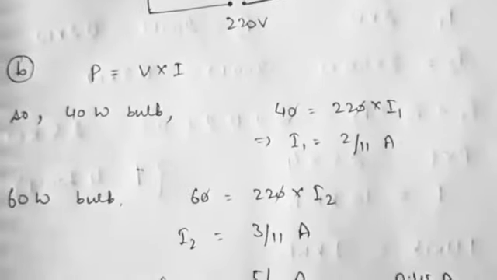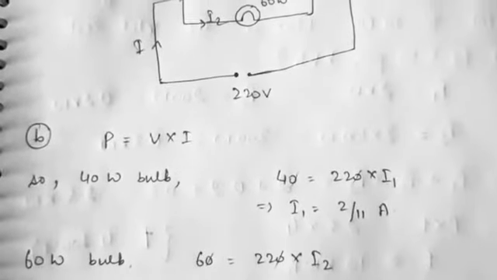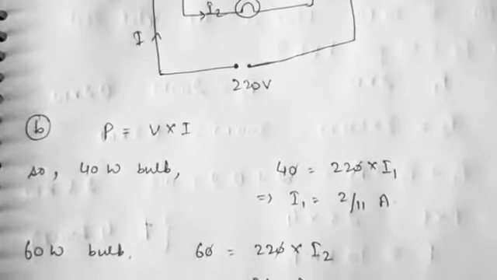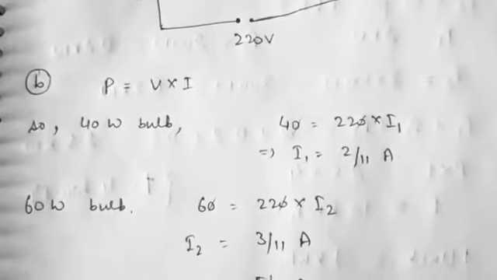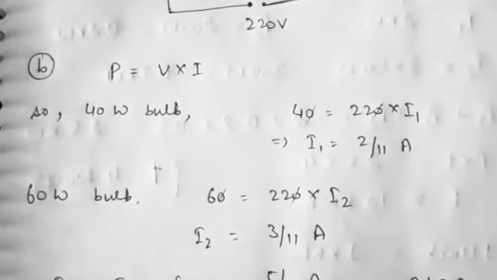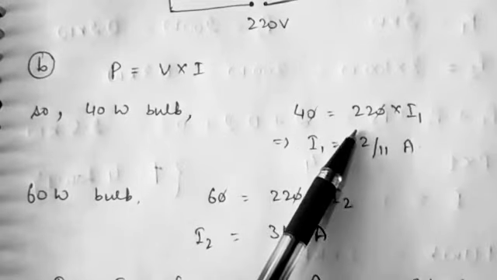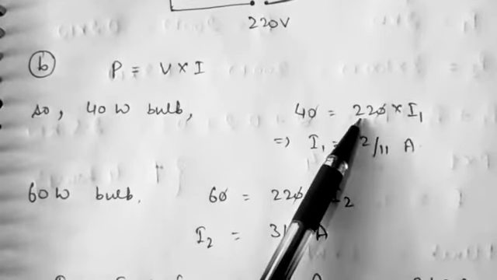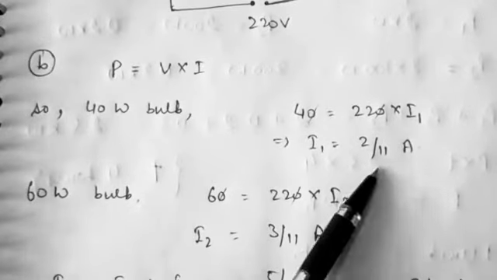So let us go with the next question, that is, we have to find the current. To find the current, we know the formula P is equal to V into I. From P is equal to V into I, we take the first bulb's power, that is 40 watt. So 40 watt is equal to 220, the supply voltage, into I1, the current. It came to be 2 by 11 ampere.